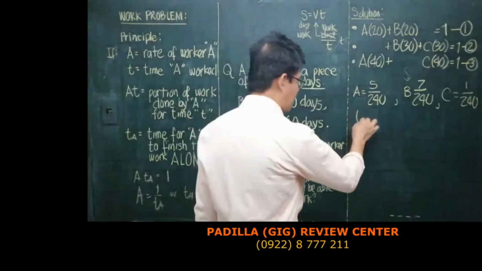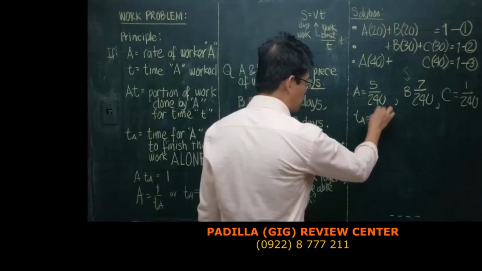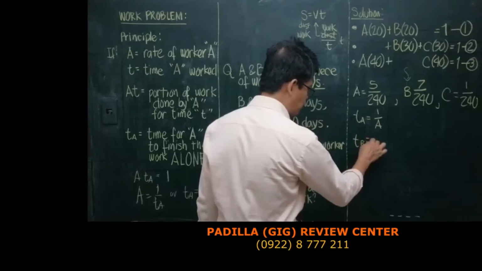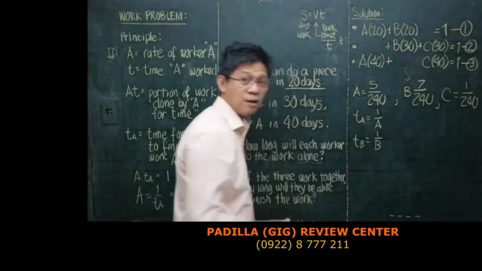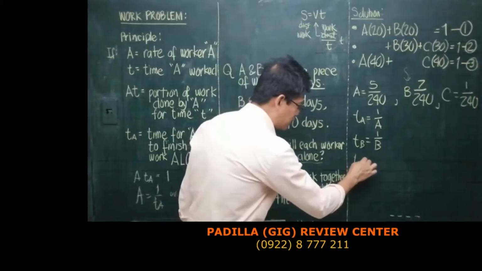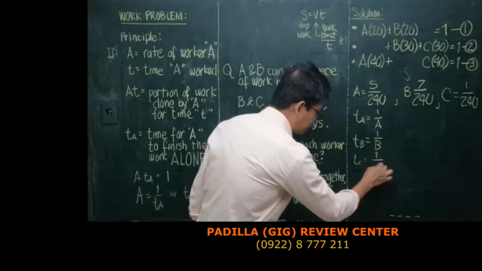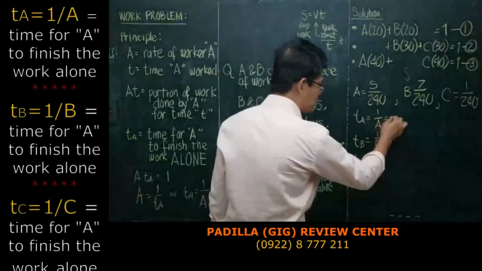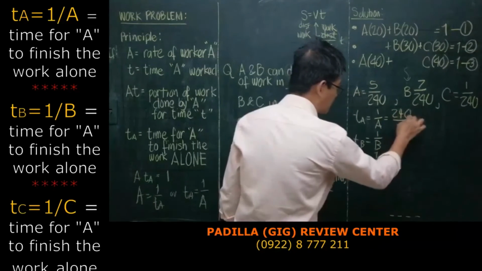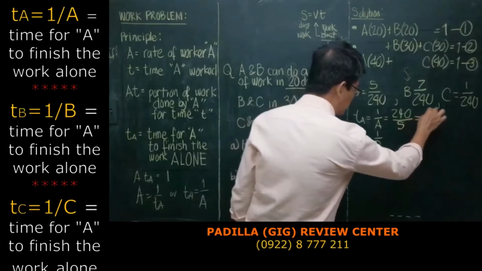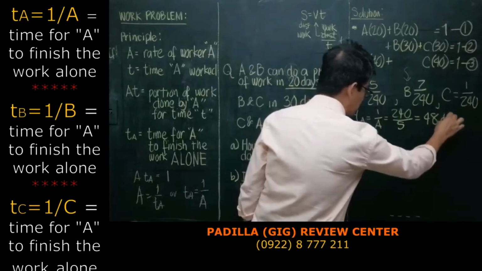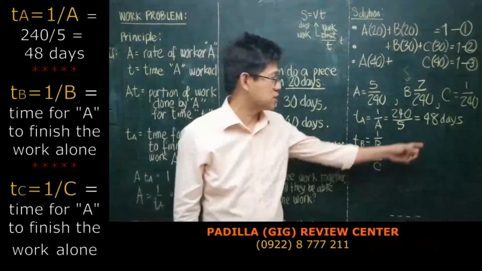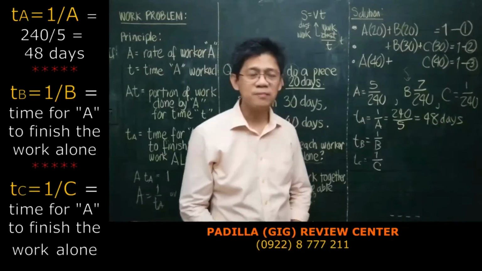So therefore, the time for worker A to finish the work alone is 1 over A. The time for B to finish the work alone is 1 over B. And the time for C to finish the work is 1 over C. So 1 over A is 240 over 5, so this is going to be 48 days. You give the work to A alone and he'll be able to finish it in 48 days.